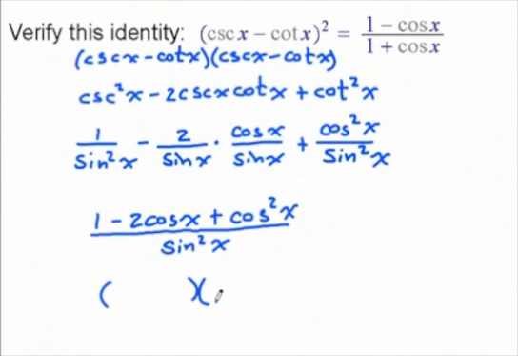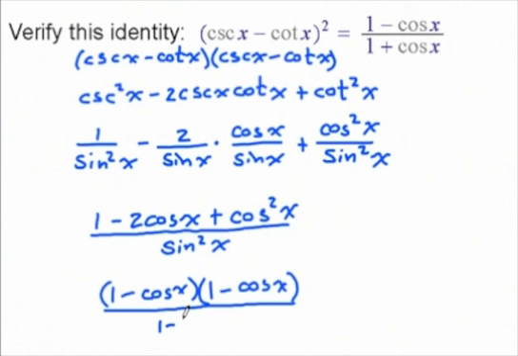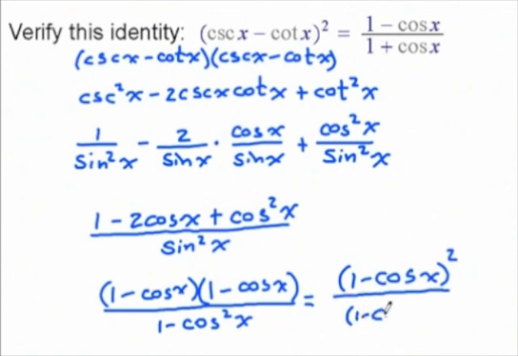The top factors rather nicely. Factors of 1 that add up to negative 2 are going to be 1 and 1. And they're both going to be negative, so it's going to be minus cosine of x minus cosine of x all over, and then I'm going to change sine squared x into its Pythagorean identity 1 minus cosine squared x, and realize that 1 minus cosine squared x is a difference of perfect squares, so I can factor that. So this comes out to be 1 minus cosine of x all squared all over 1 minus cosine of x and 1 plus cosine of x.